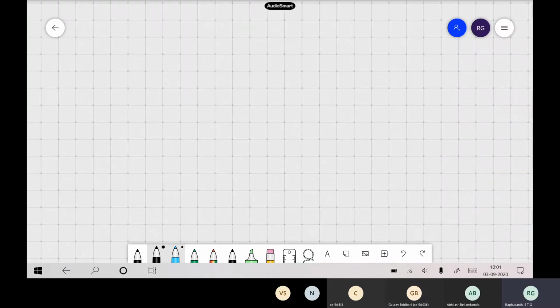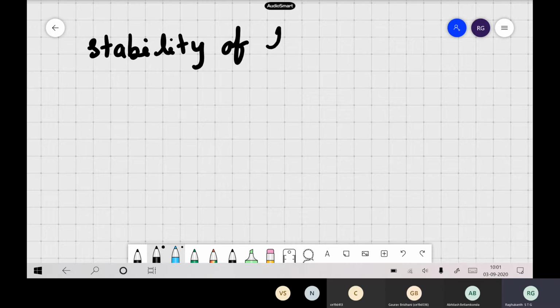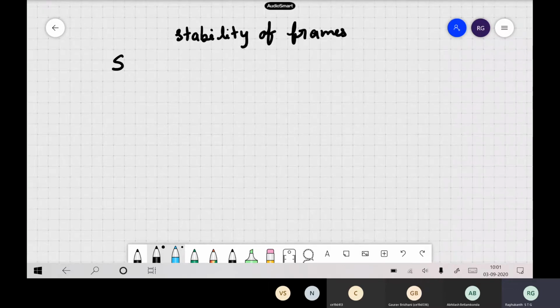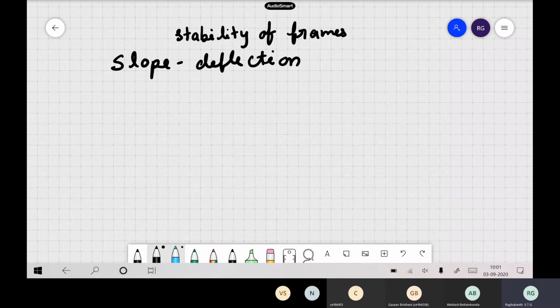Okay. So we'll start our discussion. Last class, if you remember, we were discussing the stability of frames. The frames problem is very straightforward, but the only thing is you should know the slope deflection equations, which you studied in your undergraduate, but here we have modified them to include second order effects. Use this method and you can solve any frame problem.